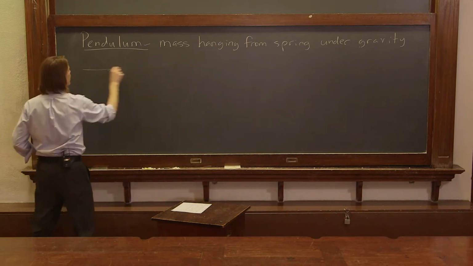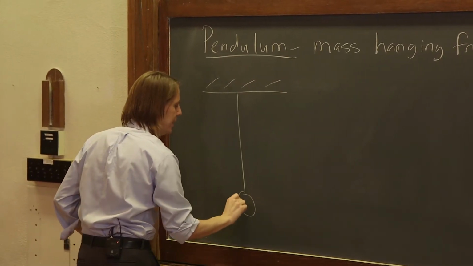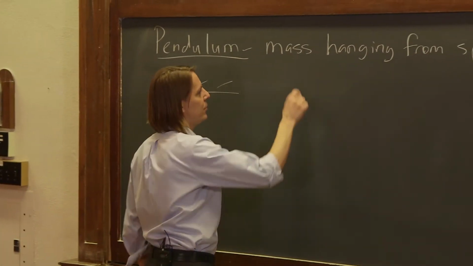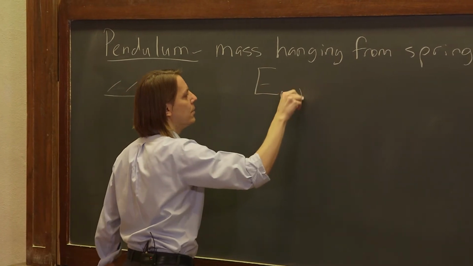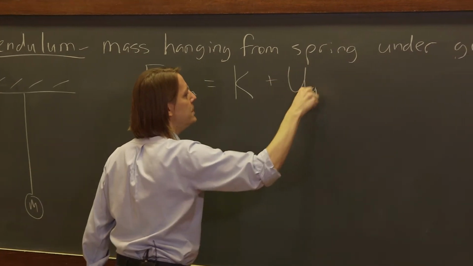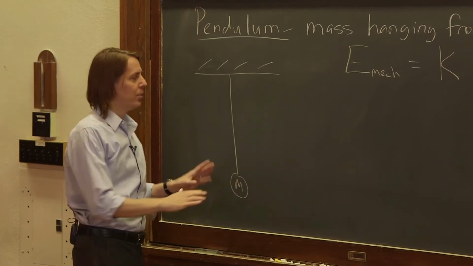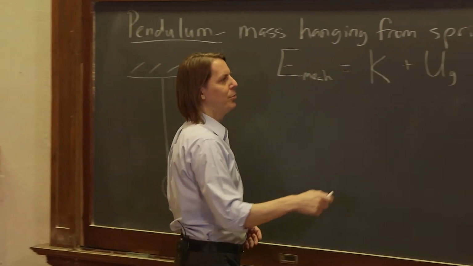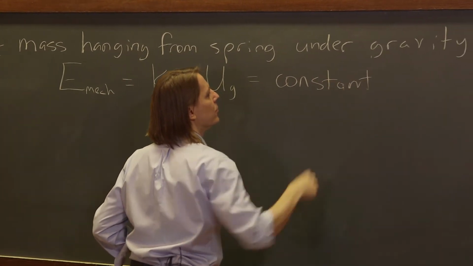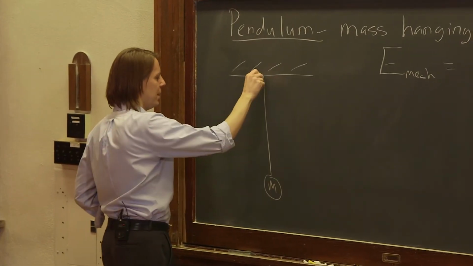Instead of drawing the floor for once, we're going to draw the ceiling. And there's a string or maybe a cable hanging down, and you've got a mass like that. The mechanical energy here is the kinetic energy of the mass, and we will just do UG because there's no spring here. We just have the gravitational potential energy. And we know as long as this is isolated, as long as nothing goes pushing on it, then that's constant. It's conserved.